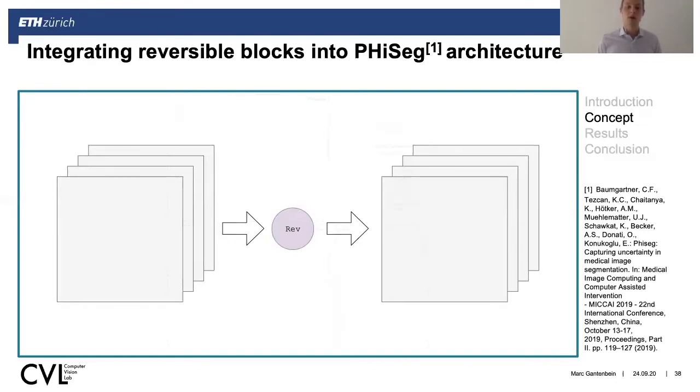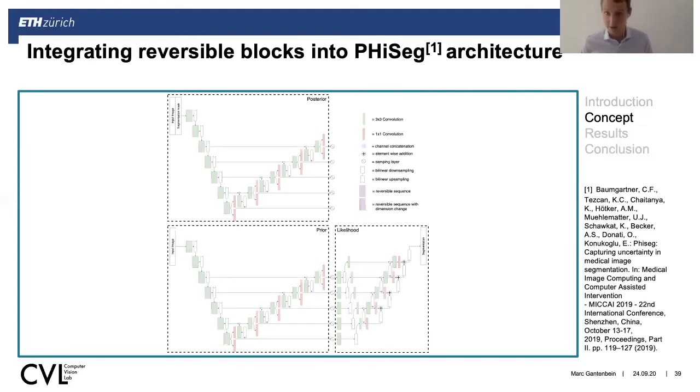So when considering the PHiSeg architecture, which we wanted to make more memory efficient, as stated in the beginning, we have to look for blocks where there are multiple convolutions in a row. And here we have multiple 3x3 convolutions. However, they always feature a downsampling step, so we have a dimension change. How do we deal with this dimension change?